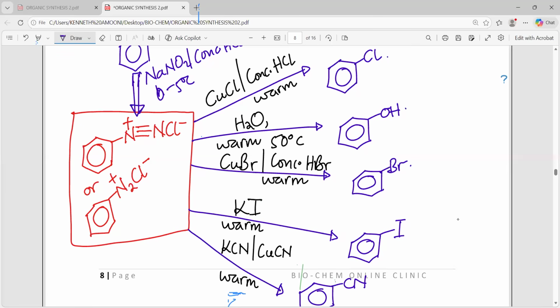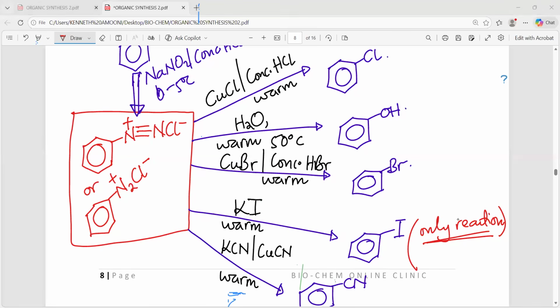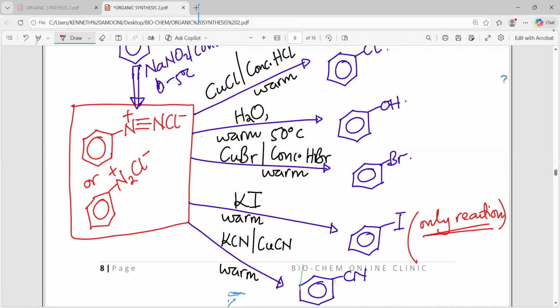Benzene diazonium chloride can give us all those other compounds, depending on what you want. Then you look at this one for iodobenzene. This reaction is the only reaction that can produce iodobenzene as far as our syllabus is concerned. So if you're told to synthesize iodobenzene, the only way you can do it is by using that benzene diazonium chloride. You react it with potassium iodide, and then you warm. So that reaction is very key.